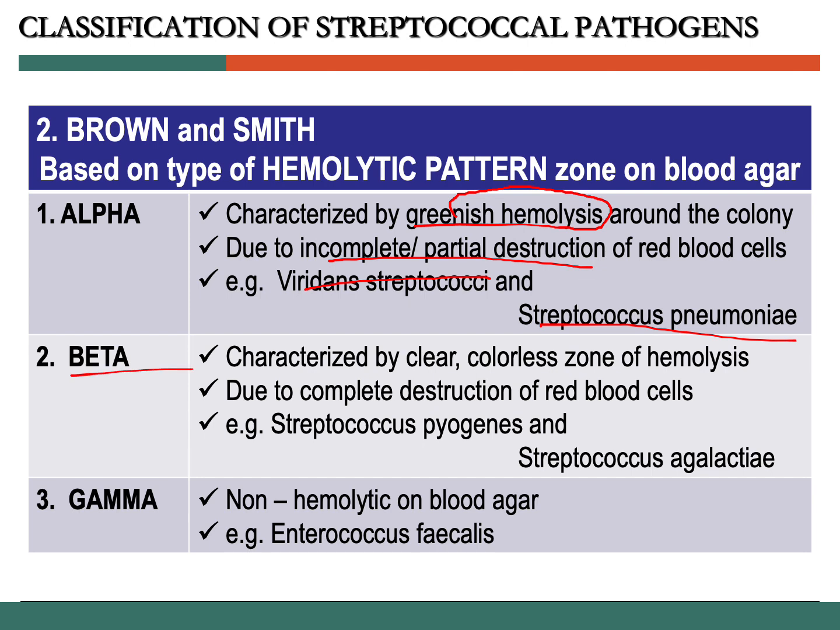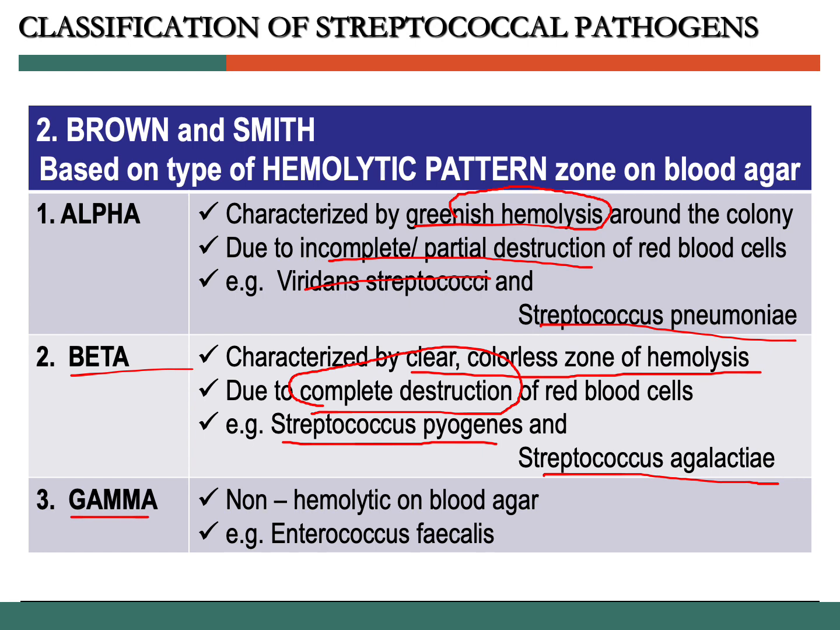Beta hemolytic organisms are characterized by a clear, colorless zone of hemolysis, because of the complete destruction of the red blood cells. The iron component, or the hemoglobin component, of the red blood cells is used by the organisms in order to grow. Common examples are Streptococcus pyogenes and Streptococcus agalactiae. These are beta hemolytic organisms, and we'll discuss later how to differentiate the two.